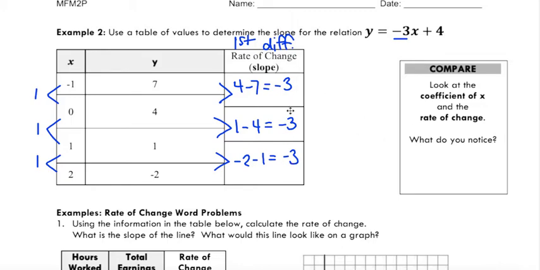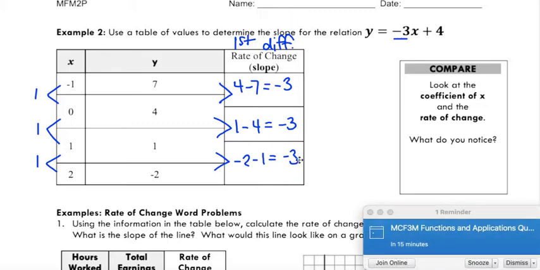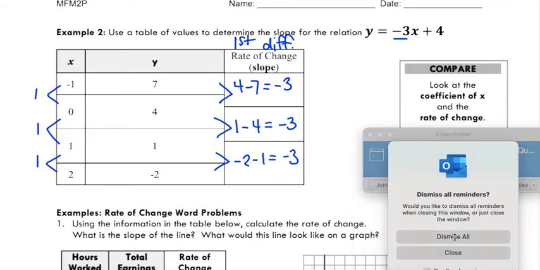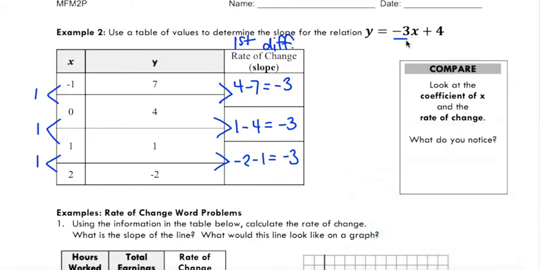Now let's take a look at what we found for the rate of change. What do we notice? Well, we notice that the rate of change, or our first differences, is exactly the same as our coefficient in front of the x. So these two values tell us the same thing. So these both tell us the slope.